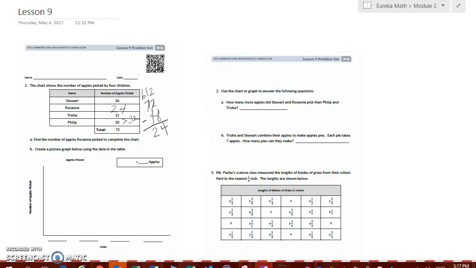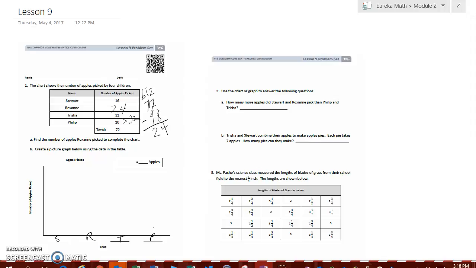So here we go. We've got a title, apples picked. On this side is going to be the number of apples picked, and on the bottom is going to be each child's name. So I'm going to fill in each child's name. I've got S for Stuart, R for Roxanne, T for Trisha, and P for Philip. Okay, and I need to make a picture graph.